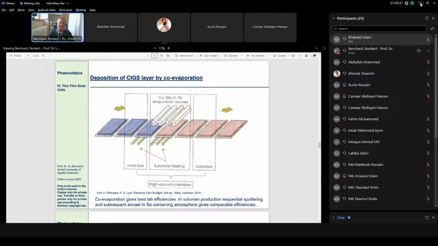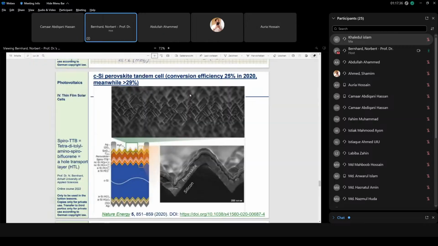But the most interesting application for this type of solar cells is as a tandem cell with crystalline silicon. And here we see an example, which was a Nature publication in 2020, where the efficiency of this tandem device was 25%. Meanwhile, it's more than 29%. And what we see here we have a crystalline silicon cell, which here is this HIT cell concept, as I introduced it last week. And this HIT cell is combined here with a perovskite cell.